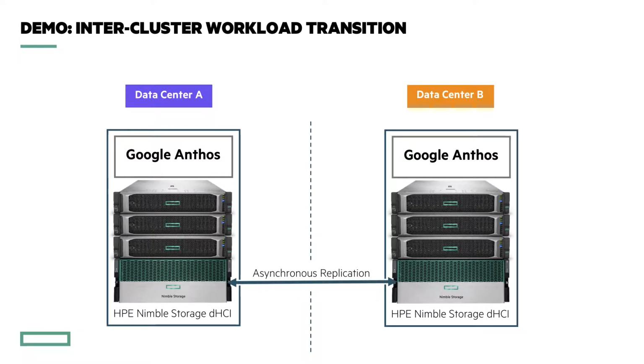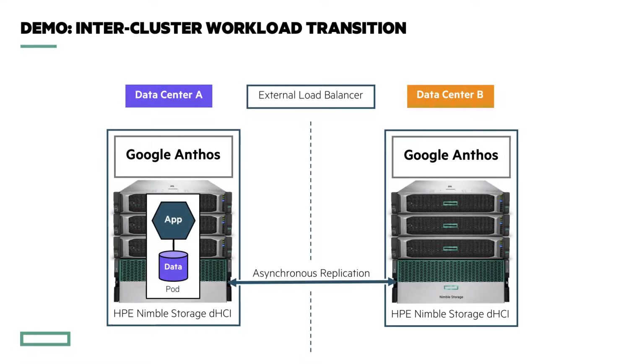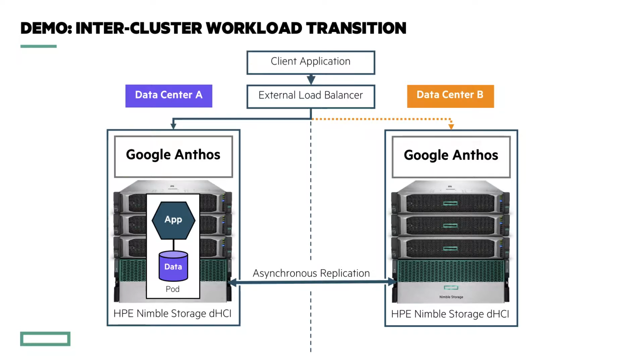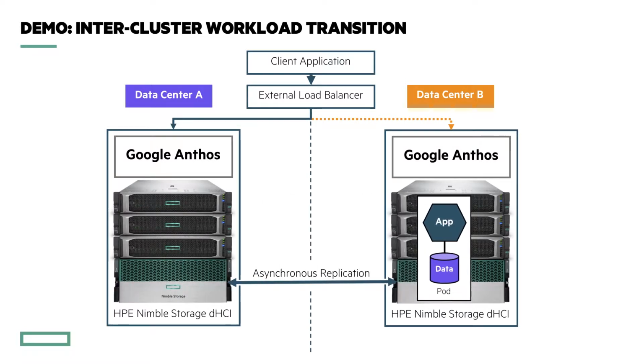Between the systems, we have asynchronous replication set up. We'll deploy our application with persistent storage in data center A. We also have an external load balancer that understands the topology. The client application is accessing the application through the external load balancer. We're going to use standard Kubernetes tooling to tear down the application in data center A and deploy it to data center B and have the data seamlessly transition to the new location.